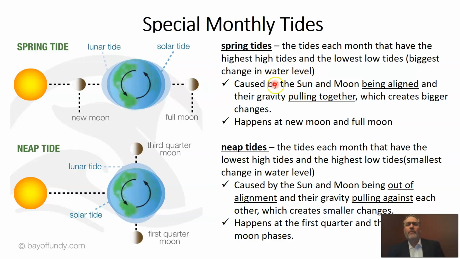And we'll use this diagram to understand what's happening. So for a spring tide, I want you to note the position here of these three things: sun, earth, and moon.